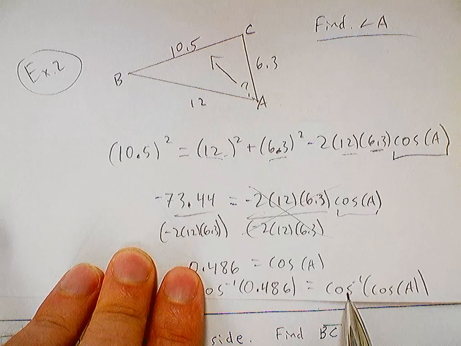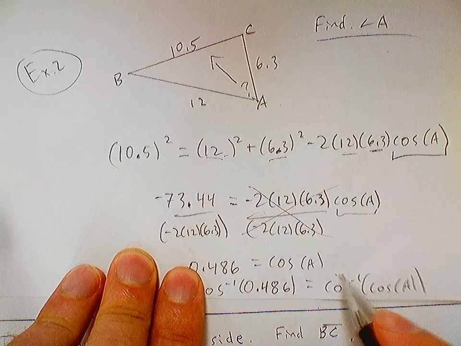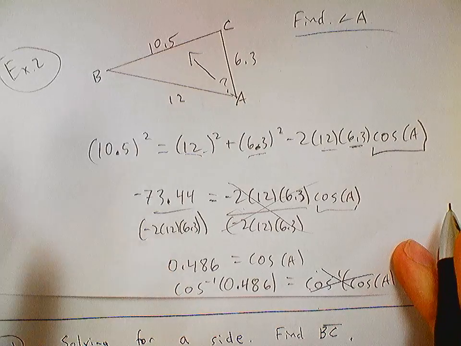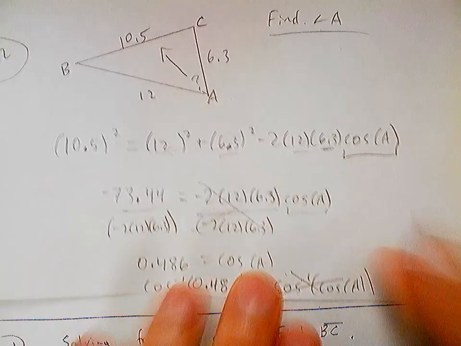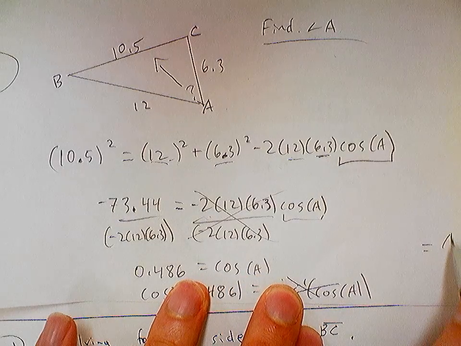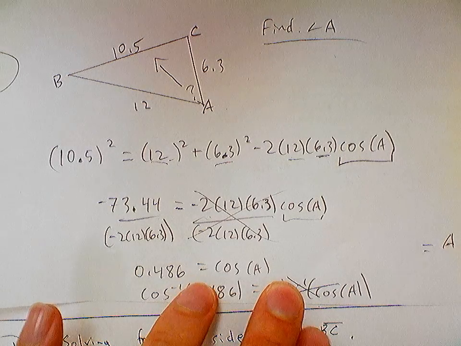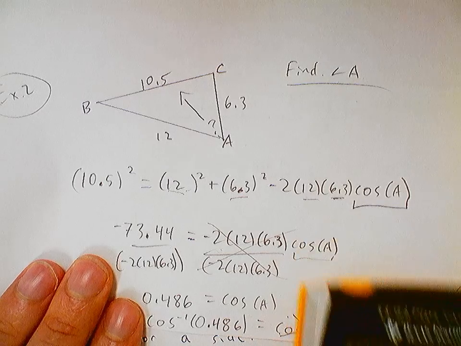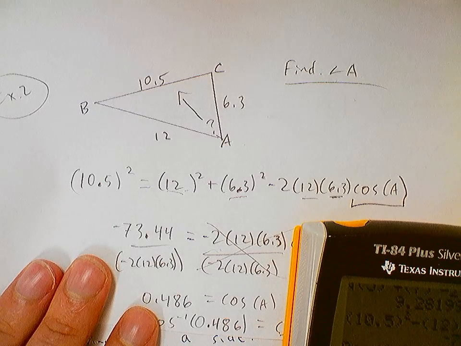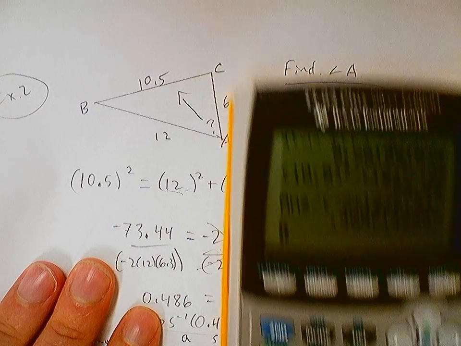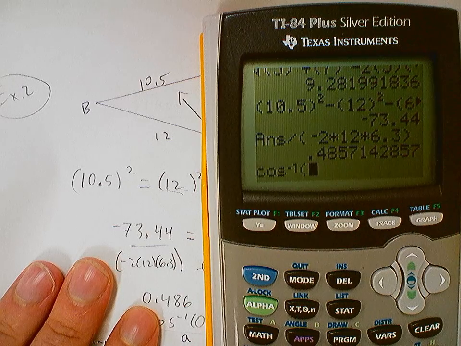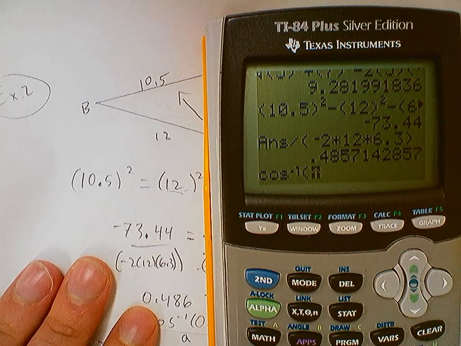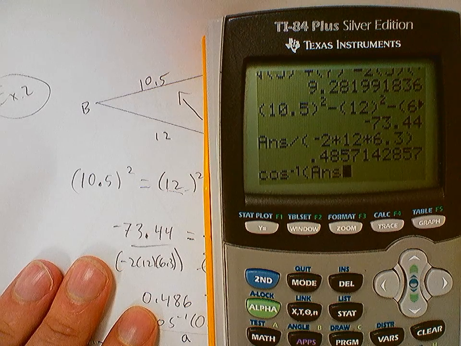So over here on the right, when I take the inverse cosine of cosine, since those are opposite operations, the only thing that's going to be left on the right-hand side is A, the angle, which remember is what I'm looking for. So let's take the inverse cosine and get our angle here. I've got to press second to get to the inverses. So inverse cosine of that decimal here.